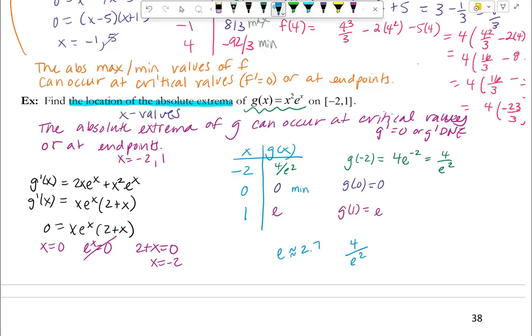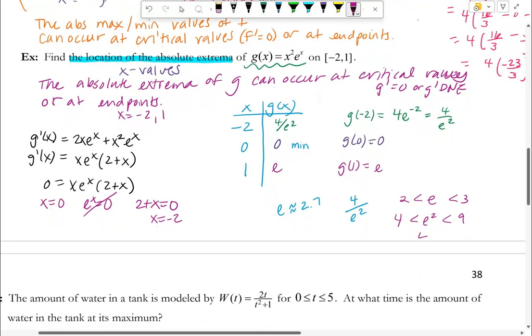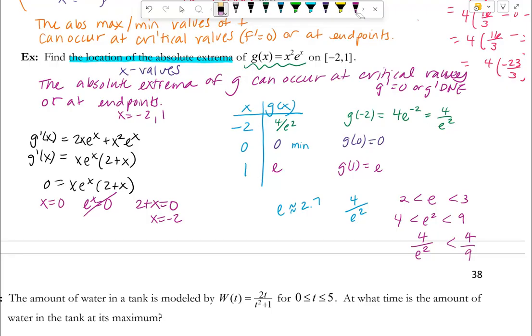So the question is, which is greater, e, which is approximately 2.7 and some change, or 4 divided by e squared? If I remember that e is less than 3 but greater than 2, then e squared is going to be less than 3 squared, so less than 9, but greater than 2 squared, so greater than 4. So that means that 4 divided by e squared is going to be less than 4 divided by 9. Wait a minute. Sorry. It's going to be greater than 4 divided by 9.